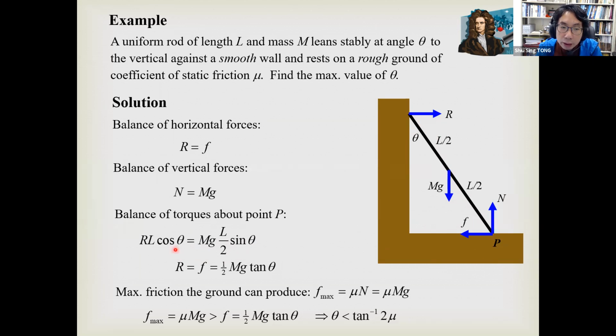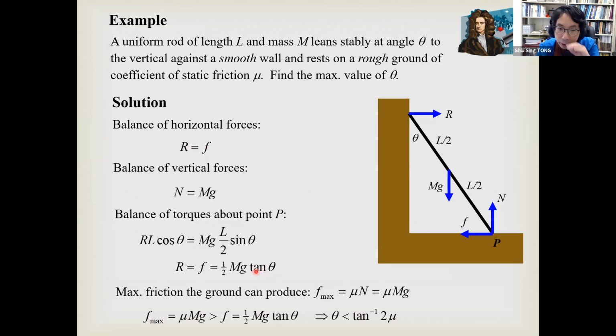Now simplifying this equation gives you the reaction force R. The L cancels and we can move the cosine to the right hand side, and that becomes 1/2 mg tangent theta. But as we know, R is equal to F. So the frictional force is also equal to 1/2 mg tangent theta, right?